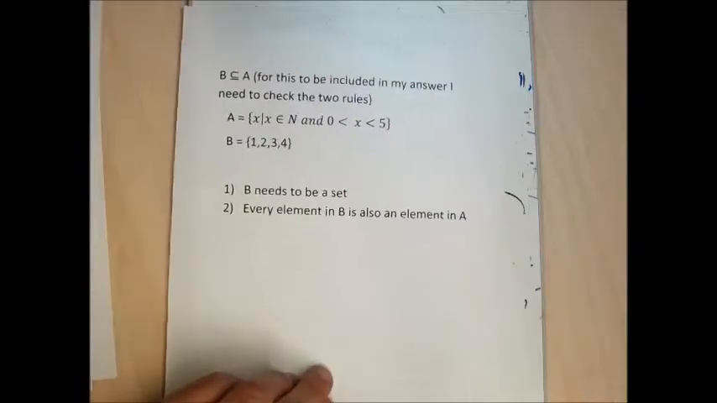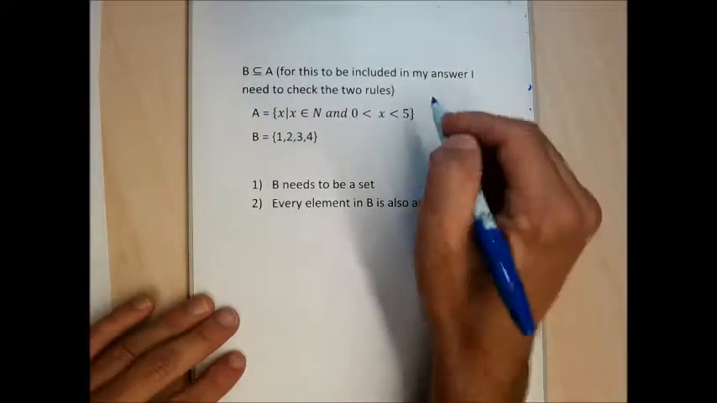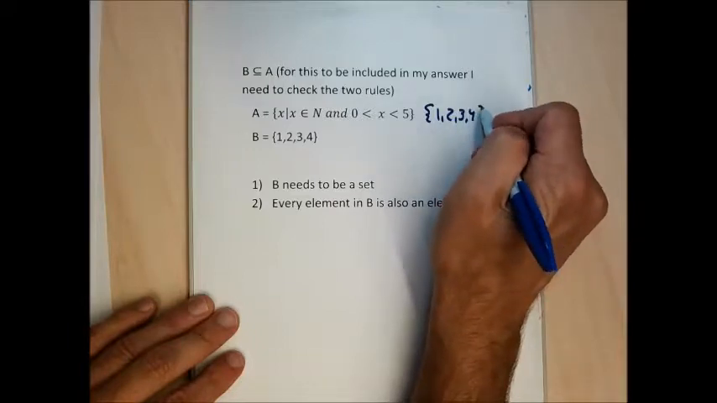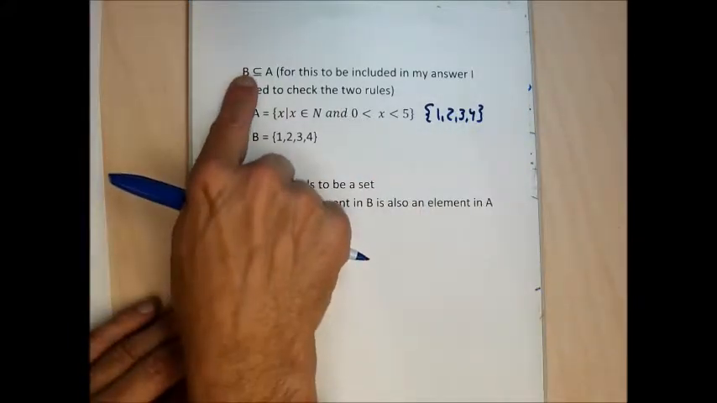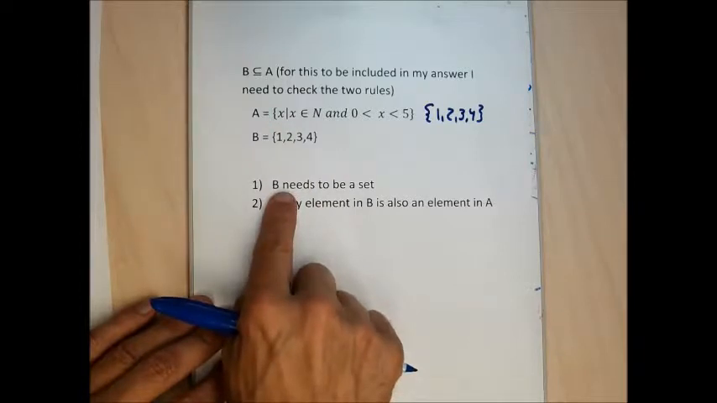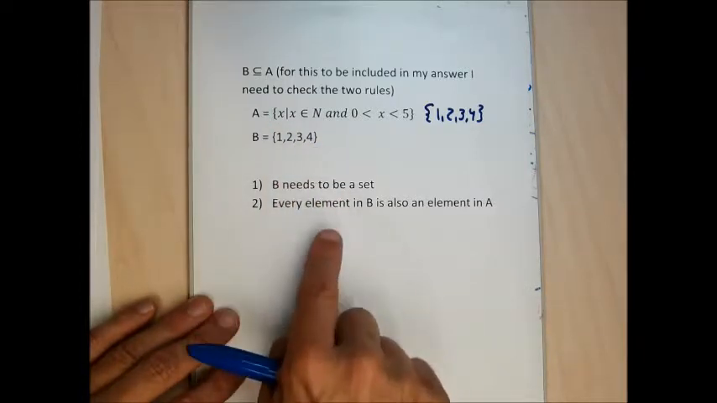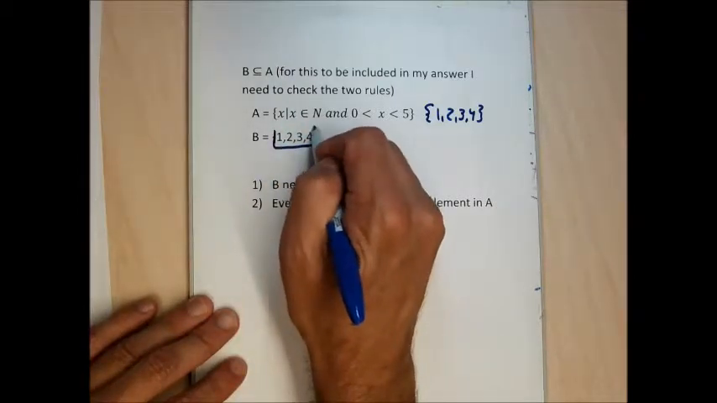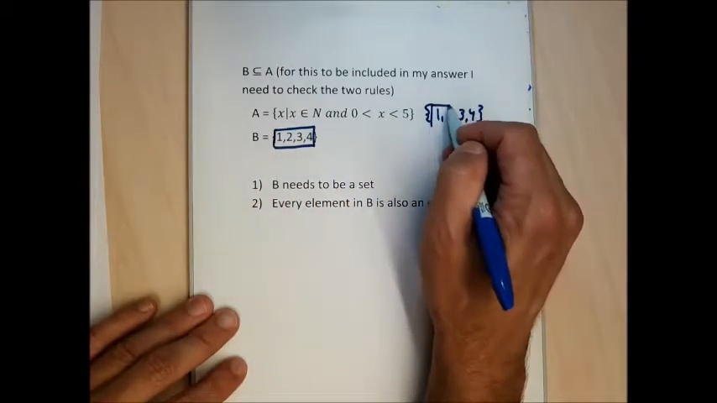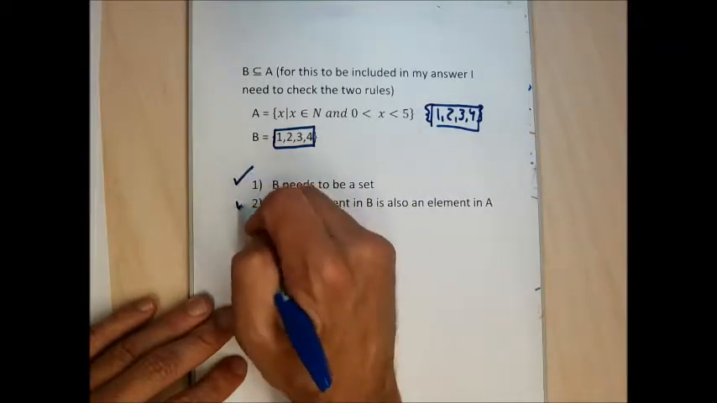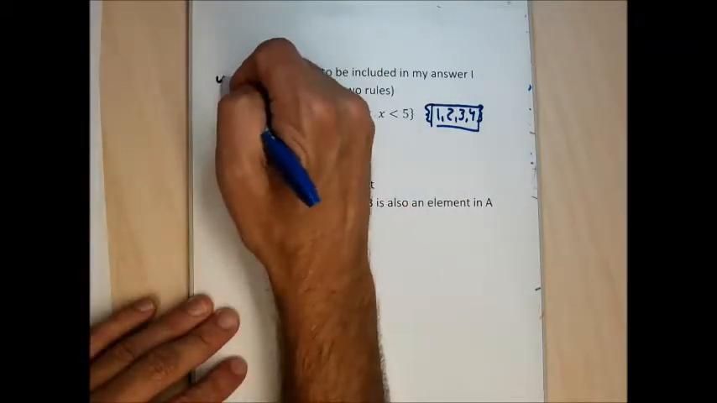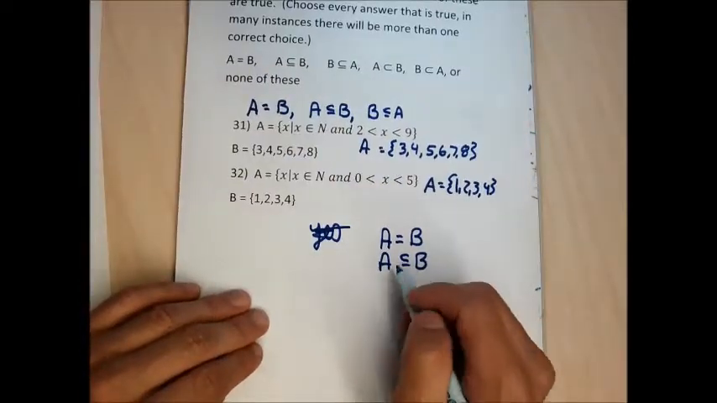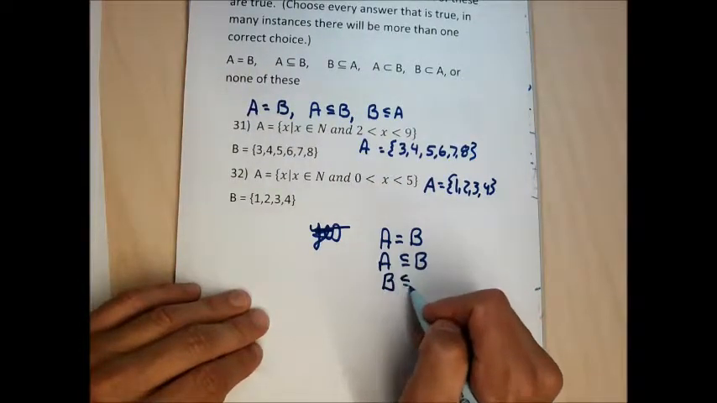Next, I'm going to see if B is a subset of A, where again, A is a set containing the natural numbers 1, 2, 3, and 4. For B to be a subset of A, B needs to be a set. It's clearly a set. It's in set braces. Second, every element in B is also an element of A. The elements of B, 1, 2, 3, and 4, are also elements of A. Both of these criteria are satisfied, so B is a subset of A is going to be in my answer for problem 32.